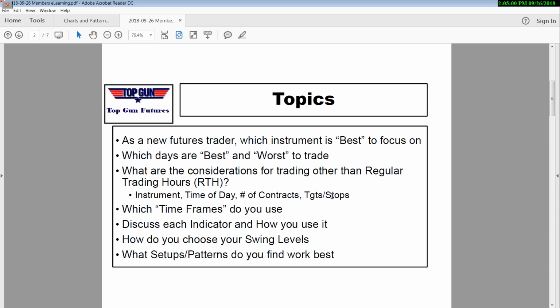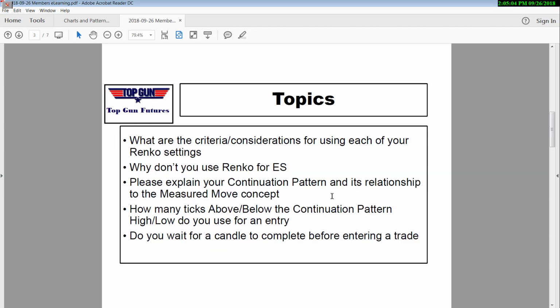And how do you choose your swing levels? What setups and patterns do you find work best? What are the considerations and criteria for using each of your Renko settings? When do you go from one to the next? Why don't I use Renko for ES?